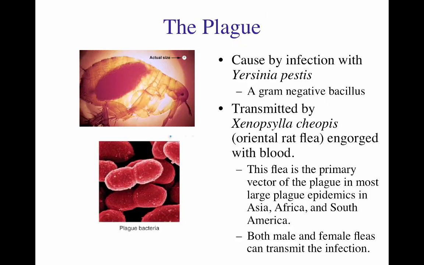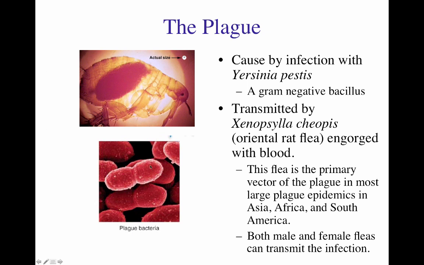So now, the plague is caused by an infection with the gram-negative bacteria Yersinia pestis. It is transmitted through fleas, and the fleas are of the Xenopsylla cheopis species, and it's called the oriental rat flea, which is usually found on rats of the Rattus rattus species. Now, the flea is the primary vector that transmits the plague in most of the plagues that happen in Asia, Africa, and South America.